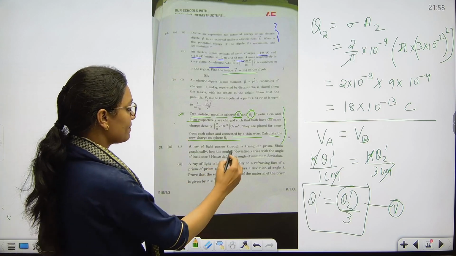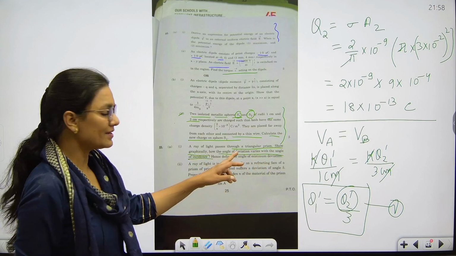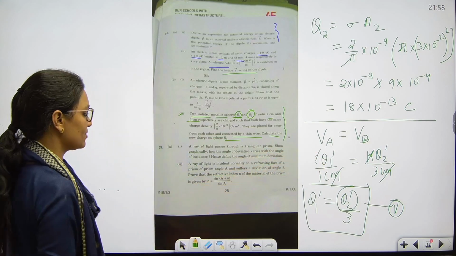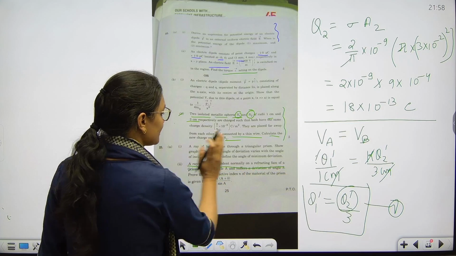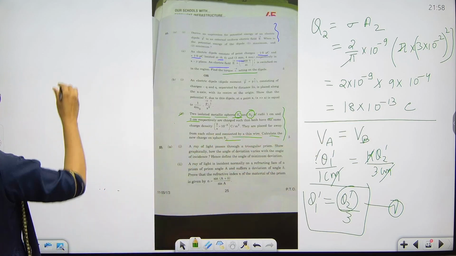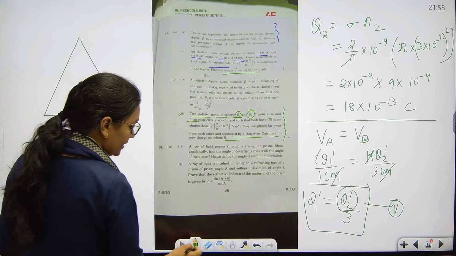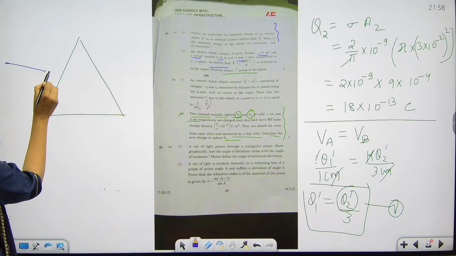A ray of light passing through a triangular prism, show graphically how the angle of deviation varies. You must have done the experiment also for this particular definition of angle of minimum deviation, a theory question. A ray of light is incident normally on the refracting surface. Chalo, let us understand. We have a prism like this, and there is a light ray which is falling normally on this surface of the prism.